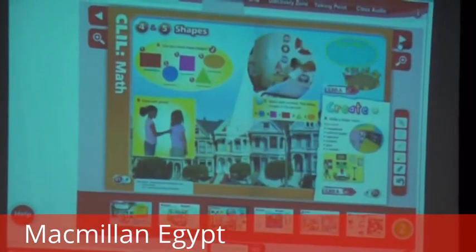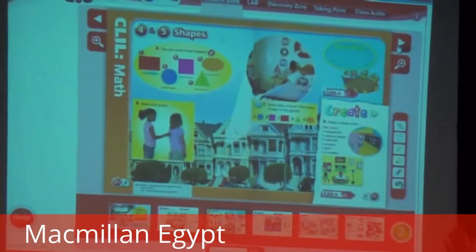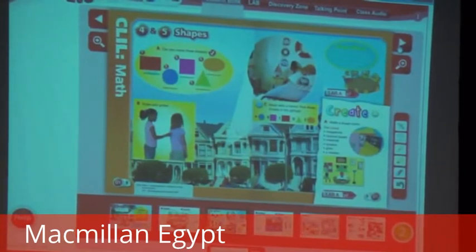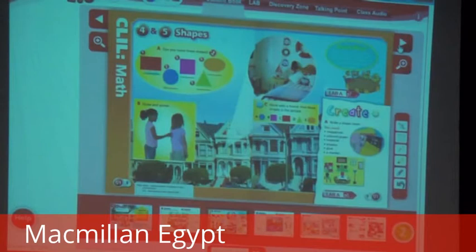After that, we have a double page about CLIL. This one is looking at mathematics. So students are learning mathematics and English on these double pages. There is also a section here called Create. And there is a craft activity that we encourage students to do.